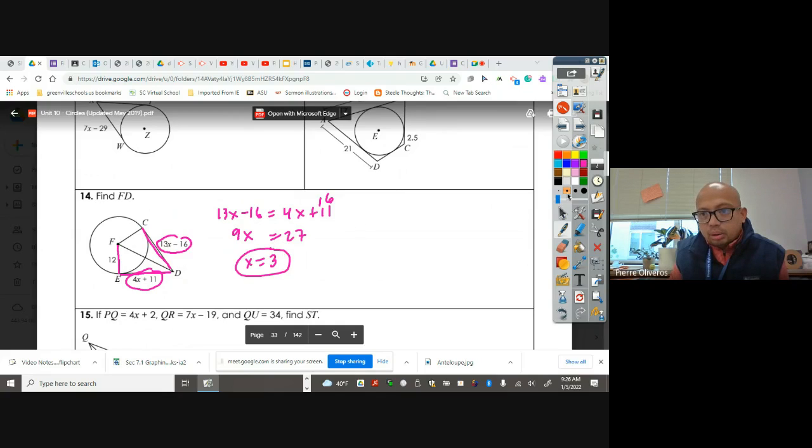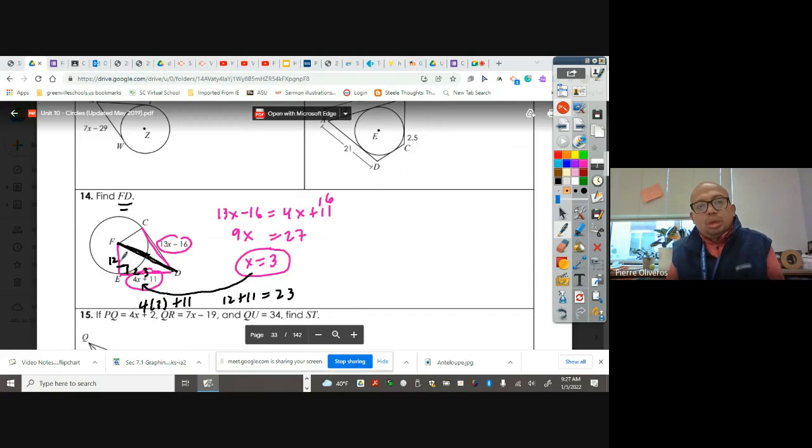When you have x equal to 3, I need you to plug in the 3 right there. If you plug in the 3 there, that will give you 4 times 3 plus 11. That will give you 12 plus 11, which is 23. So now you have here 23 as this side, and you have a 12 here. The question is, how much is FD? How do you find FD here? Remember this 90-degree angle. So you can use the Pythagorean theorem to find FD over there, okay? Finish this one on your own, okay?